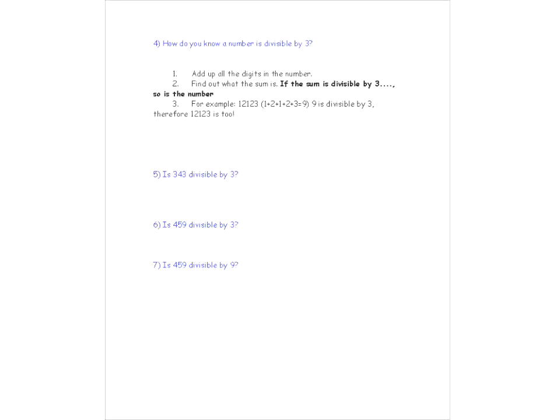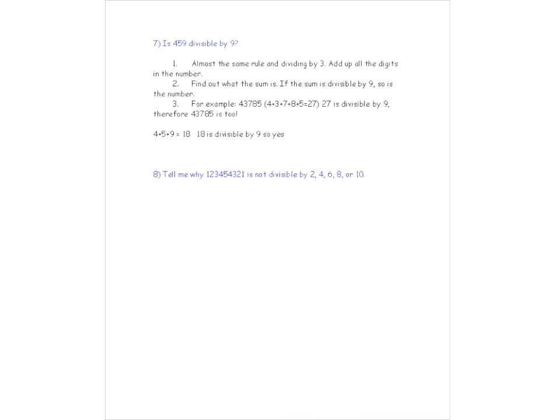So, good stuff. And how about the next one, 459? What do you think? Okay, that's right. It is, because 4, 5, and 9 adds up to 18, and 18 is divisible by 3. Good. And how about, is 459 divisible by 9? What do you think about that? Okay, that's right. It is, and we'll go over the rule for that.